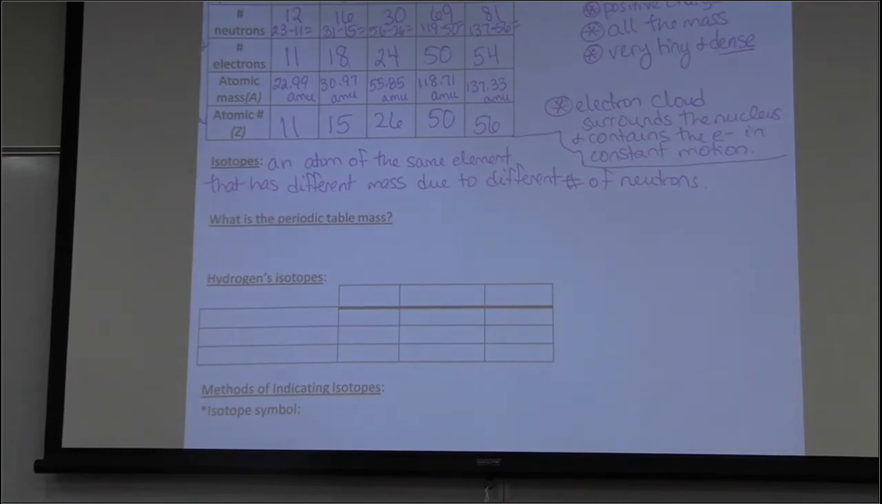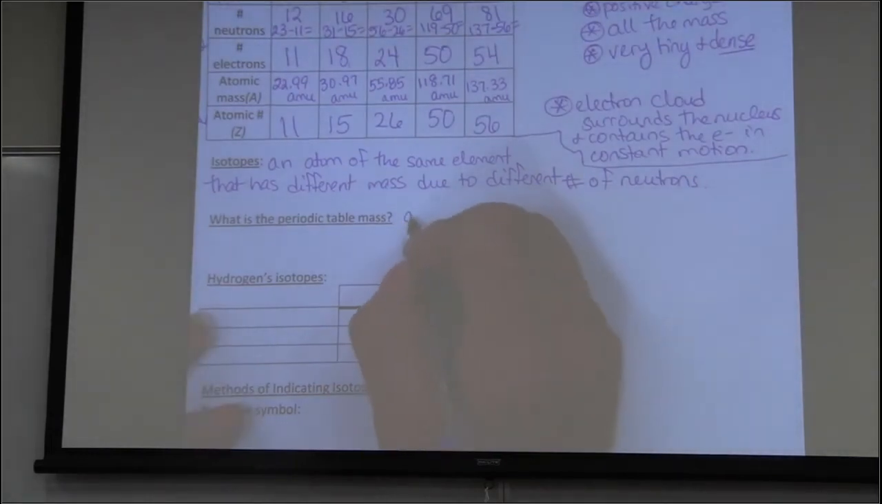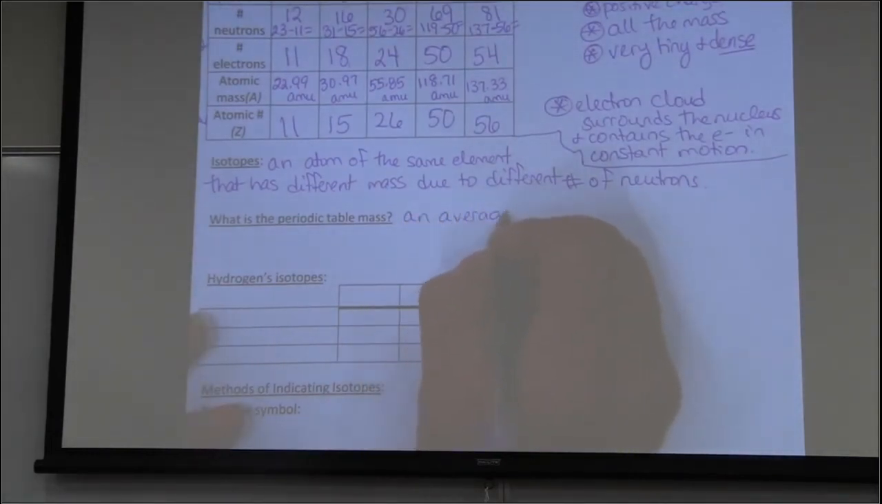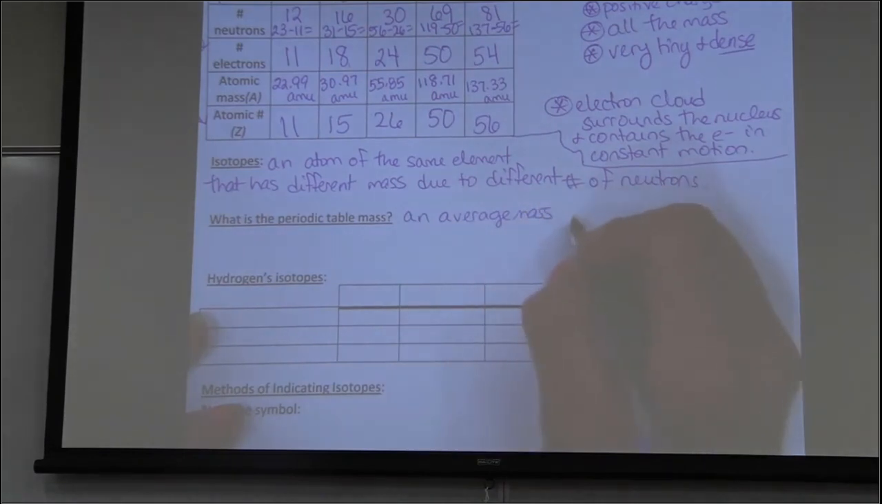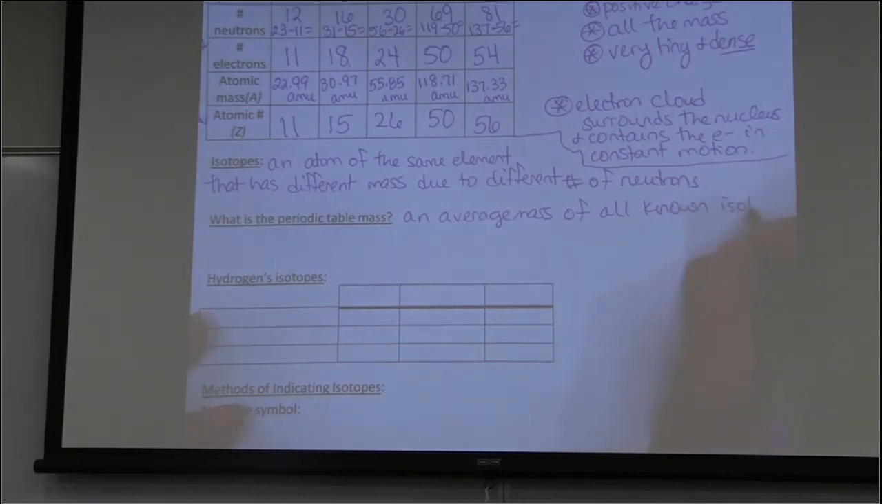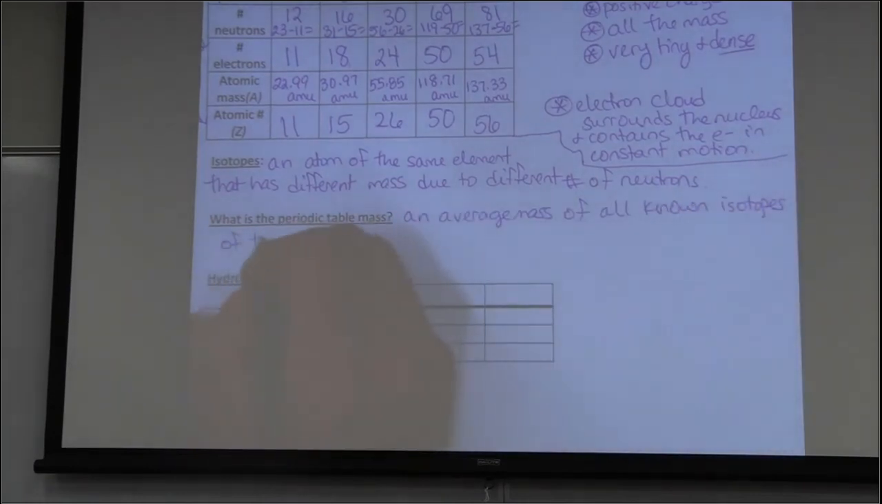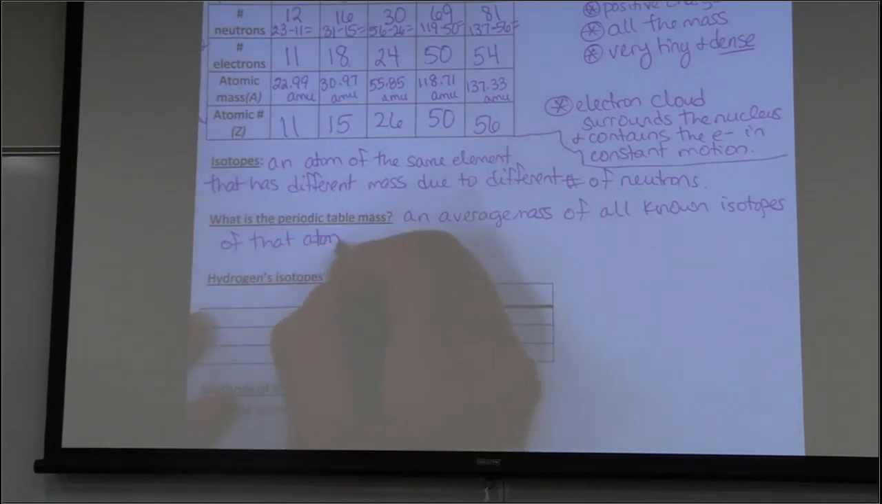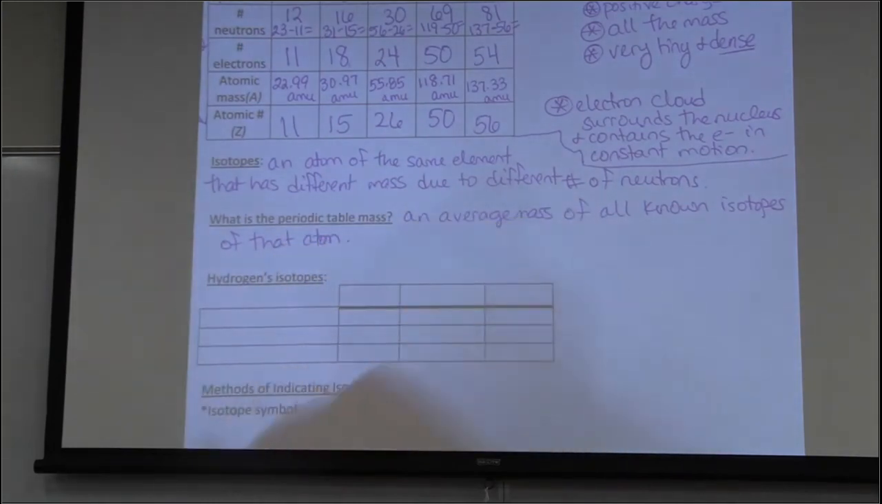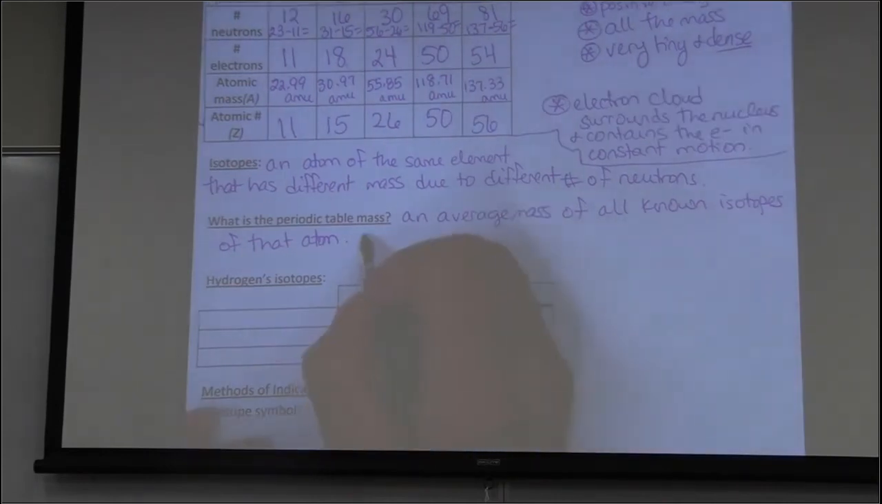That's what neutrons do. The mass that you and I see on the periodic table is not of one particular isotope, though. The mass that we see on the periodic table is an average mass of all known isotopes of that atom. And it's actually an average that's based on abundance.